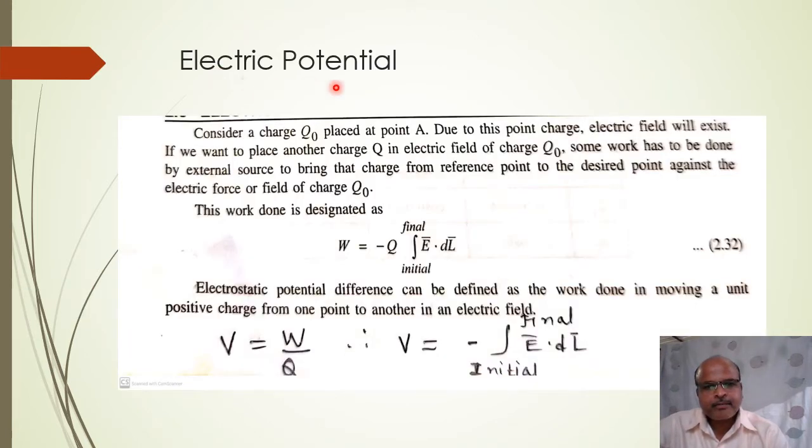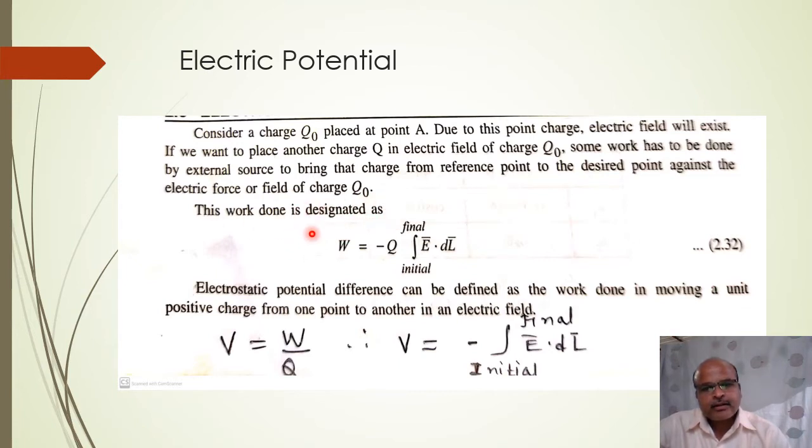So, what is electric potential? Consider a charge Q0 placed at point A, and due to this point charge, an electric field will exist. If we want to place another charge Q in the electric field of charge Q0, some work has to be done by an external source to bring that charge from the reference point to the desired point against the electric force or field of charge Q0. This work done is designated as W.